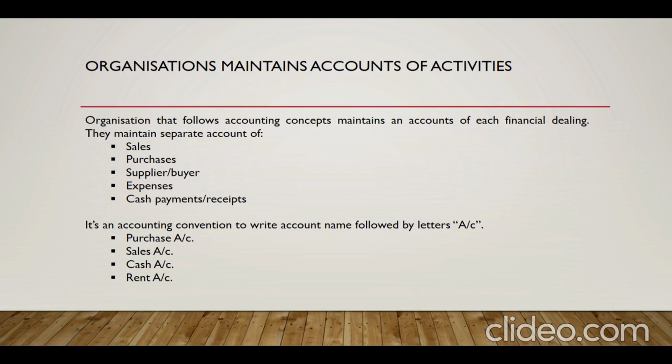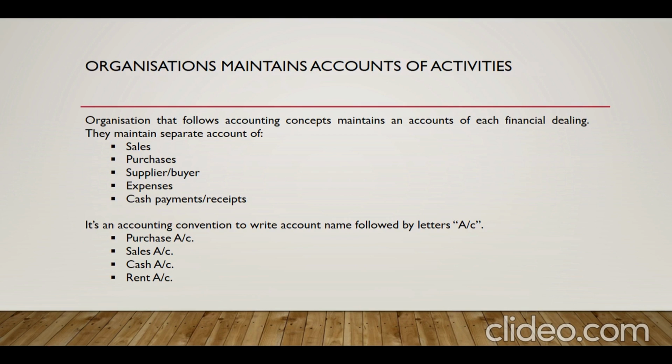Organizations that follow accounting standards maintain accounts of each financial dealing. They maintain accounts of sales, purchases, suppliers, buyers, and expenses that are incurred, and cash transactions like cash payments and cash receipts. And in accounting, when you maintain an account of each of these types, you name them using the following convention. Each account is suffixed with the letter A/C. For purchase, you write the name of its account as purchase account. For sales, you write it as sales account, and so on.